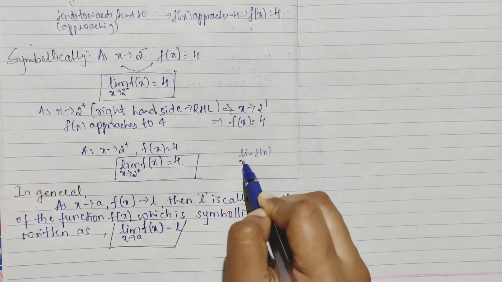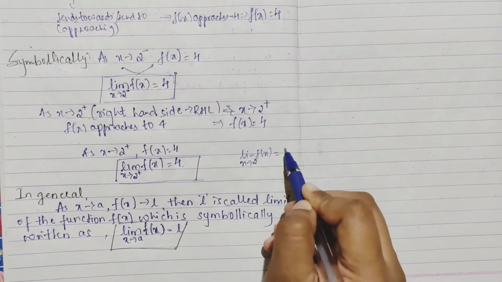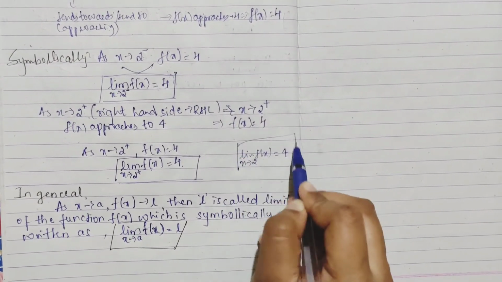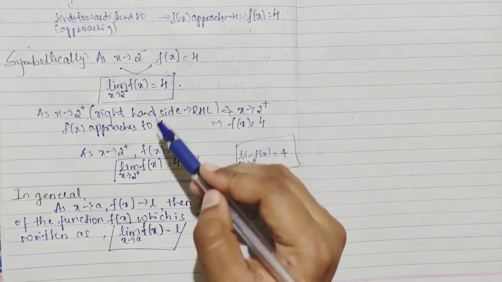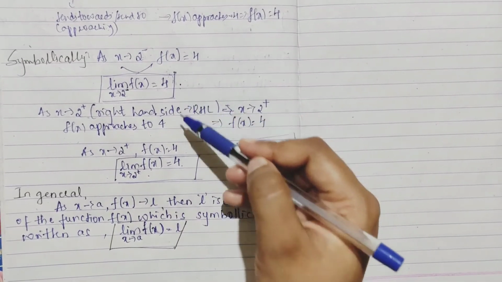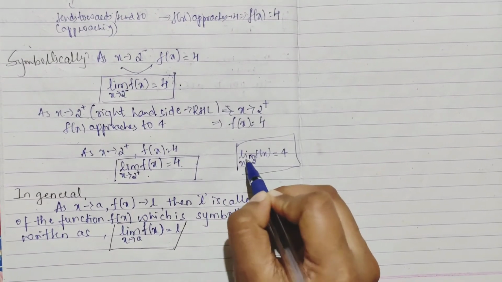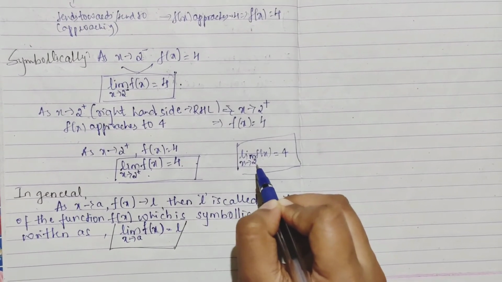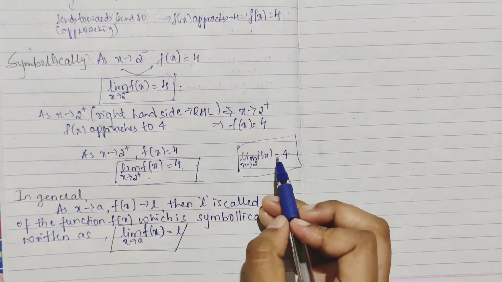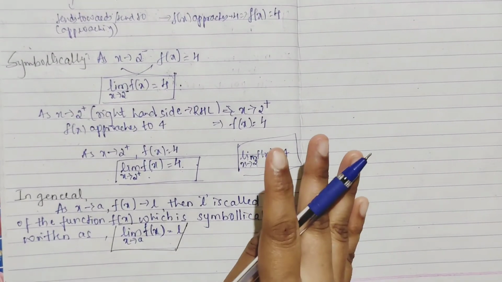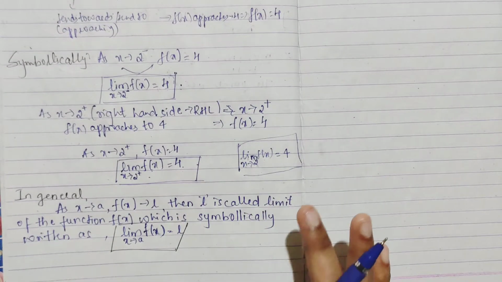In general, if you take this function, limit f of x as x tends to 2, means as x is approaching towards 2, what you are getting for f of x is 4. Left hand side is 4, right hand side is 4, so the left hand and right hand limits are coinciding. So in general we write limit f of x as x tends to 2, f of x is tending towards 4. Please note it down.